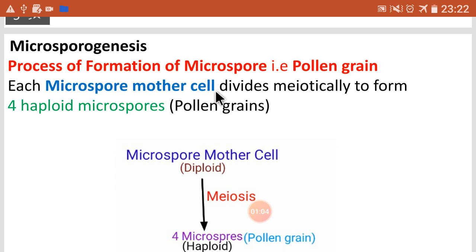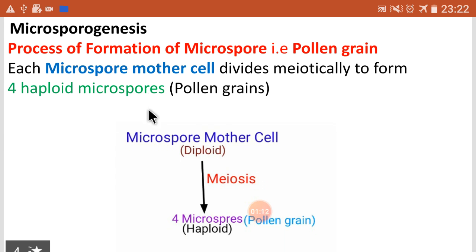Each microspore mother cell divides meiotically to form four haploid microspores. It means at the start there is one microspore mother cell, called MMC, which divides by the process of meiosis to form four haploid microspores, that is pollen grains.